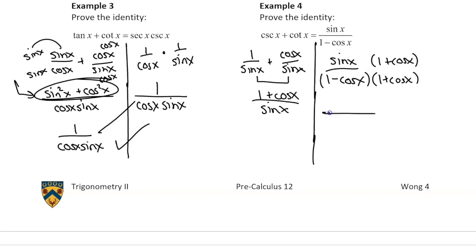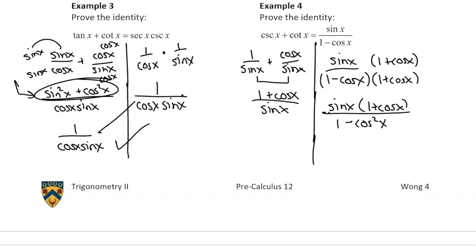So on the denominator, I have 1 minus cos x times 1 plus cos x. I could FOIL that out, and if I do, I would get, well, 1 times 1 gives me 1. But because I have plus cos x minus cos x for my two middle terms, they're going to cancel each other out, so I don't need to write that. And I would get 1 minus cos squared x. And if I look at the top, I'm just going to copy out what I have. I'm not going to expand that. And I have sine x times 1 plus cos x.